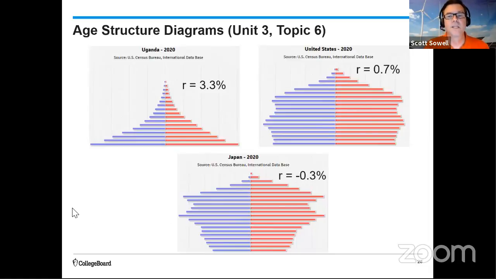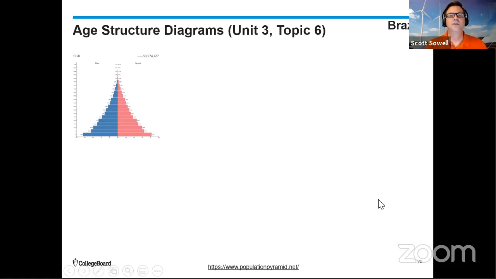That's R. So here's the R's for those three countries we were looking at. Uganda is 3.3, very high growth rate. Japan is negative 0.3, it's slowing down, going negative. And you'll see the United States is 0.7. So it's pretty stable. It's not as big as something like Uganda would be. So again, shape of the pyramid, you should be able to relate that to its R, or its growth rate. You can also look at one country over time.